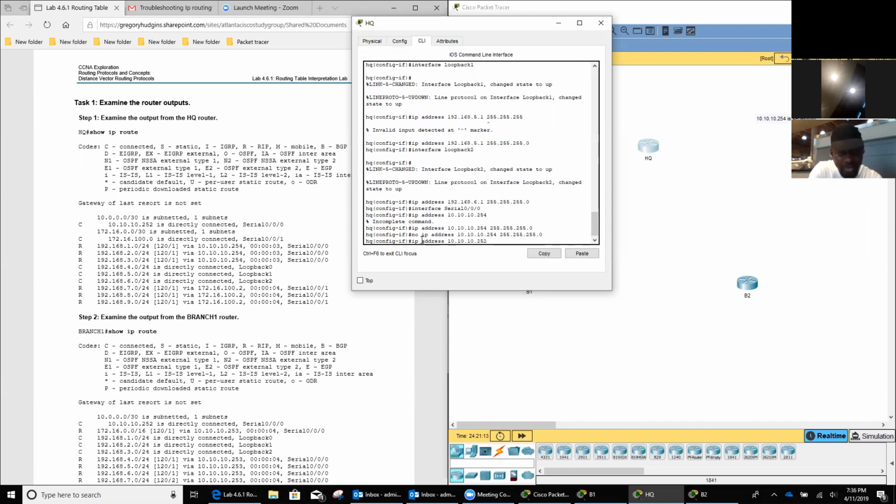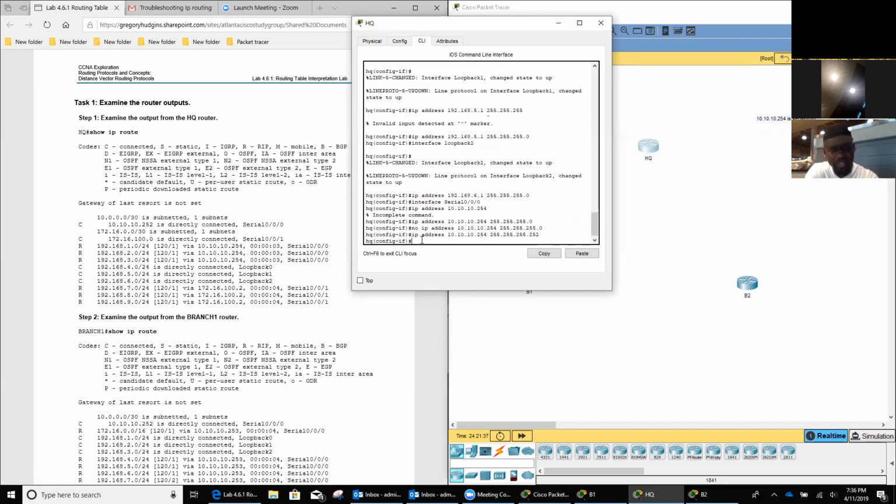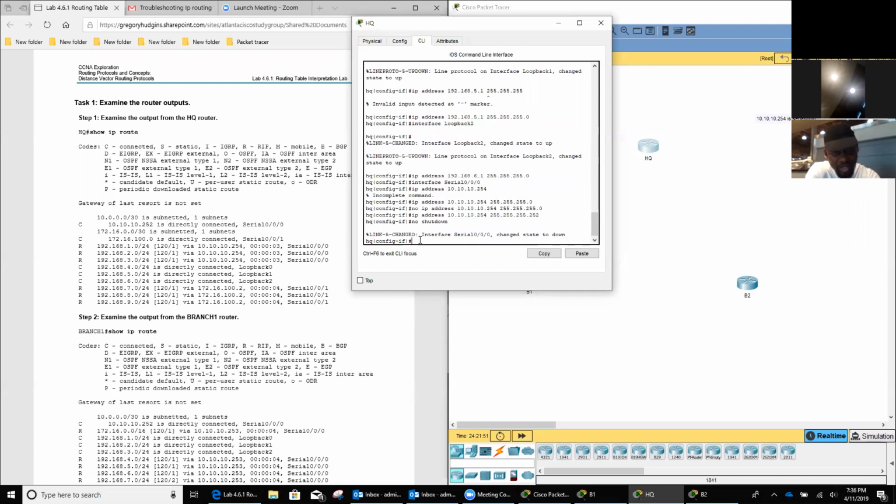10.10.10.252, which is a /30. Nah, it's 10.10.254. And then the subnet mask is 255.255.255.252. Yep, /30. All right. Now let's do the same thing with the next one. Yeah, no shut. Good catch. All right, now let's do the 0001 the same way.